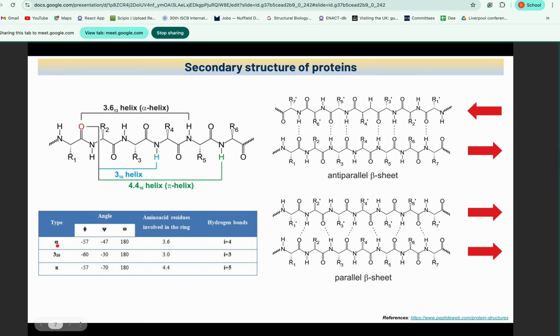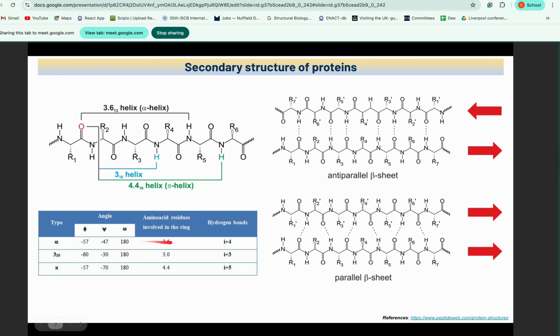So first is the alpha helix, which is the main helix structure that is mainly observed, also referred to as the 3.6-13 helix. But there are some other helices, such as the 3-10 helix, which is also observed in some of the proteins. In the 3-10 helix, you will see that the bond which is made is between the I and I plus 3 residue.